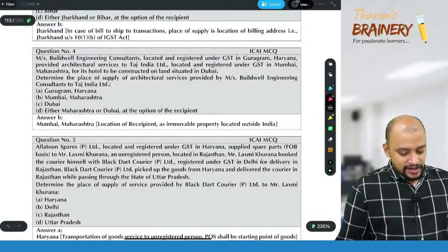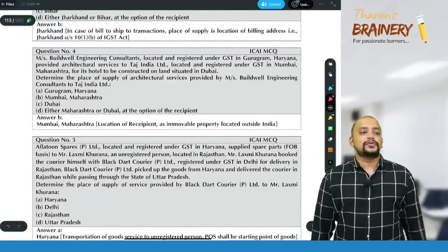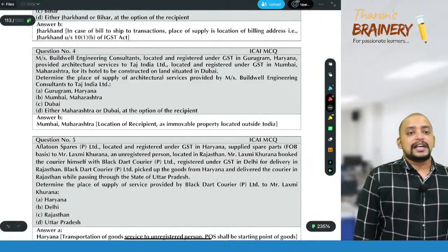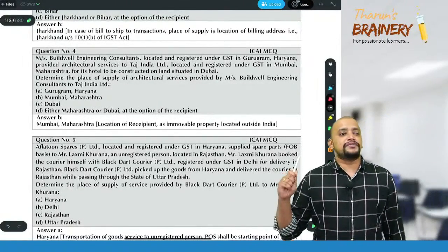Located in Haryana. Recipient located in Maharashtra. Both are in India, so section 12. As per section 12, what is the situation? It is a service in relation to immovable property. So the place of supply is the location of the immovable property.